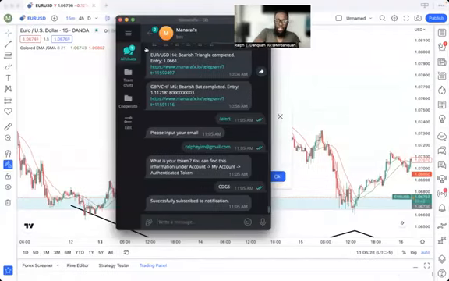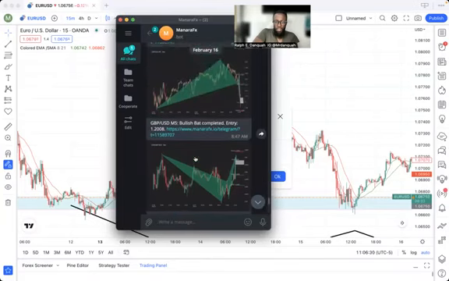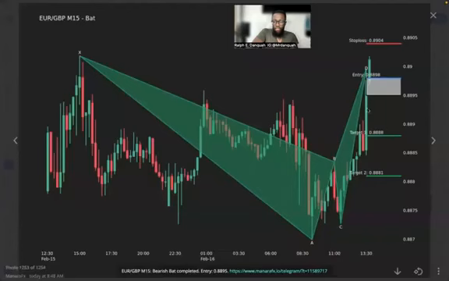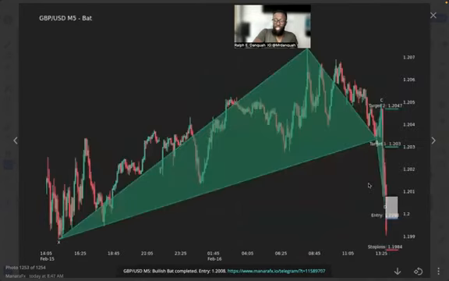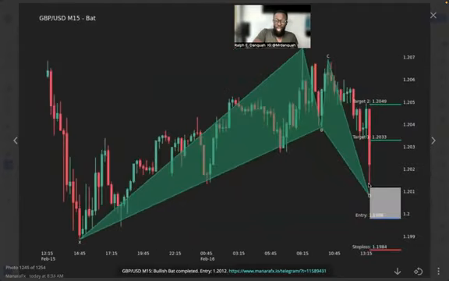Now, in the bot itself, you can see the trades. So you could be at work, wherever it may be, and you can see the pattern, EURGBP M15 bat. It has the entry, which you put into your MetaTrader 4 or whatever platform you're using. Stop loss and take profits are there. So you're able to see this and do it anywhere. You can see the trades right on your Telegram.